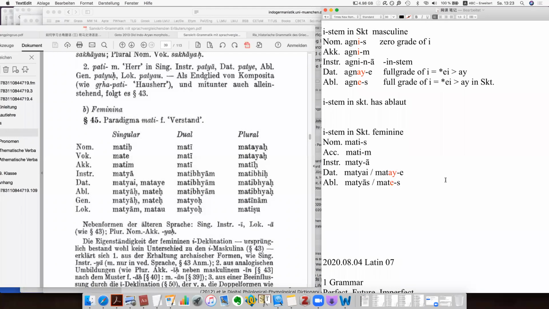So now comes my first question. For the feminine, if we take this one, number 1, and this form, number 2, which one is older? Can you tell me: first, matyai, second, mataye, or first matyas, second mates, which one is older?